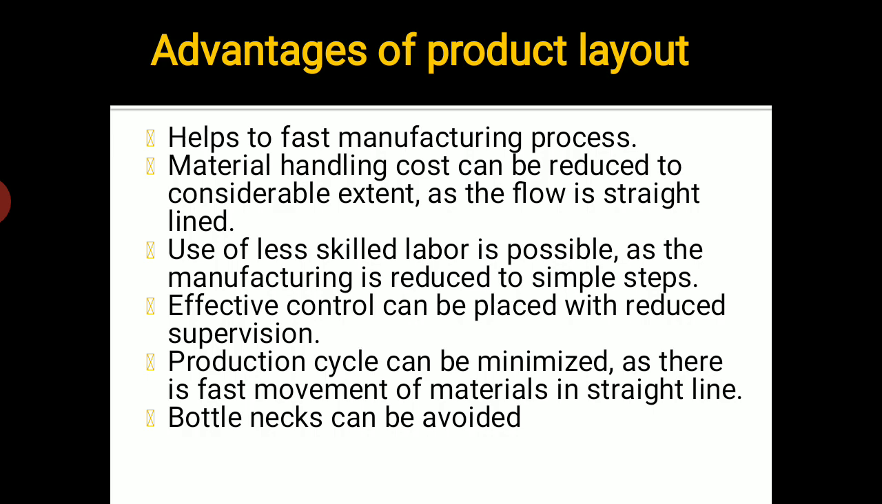Once you know that you are feeding the material on one side, you will have the finished goods of that quality on the other side after 5 stages, and that way supervision can be reduced. The production cycle can be minimized as there is fast movement of materials in a straight line. When you are producing something in a straight line, the production cycle can be minimized because you can avoid backtracking and side tracking, which reduces the time. Definitely the bottlenecks can be avoided. Why? Because the exit and the entry are different. There are hardly any chances of congestion, and that helps to reduce the bottlenecks.